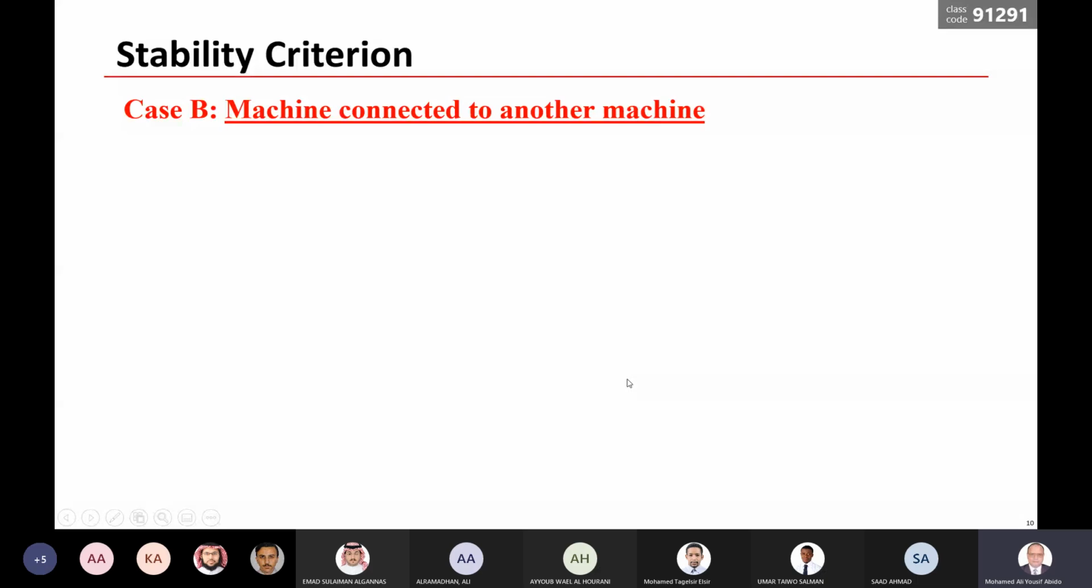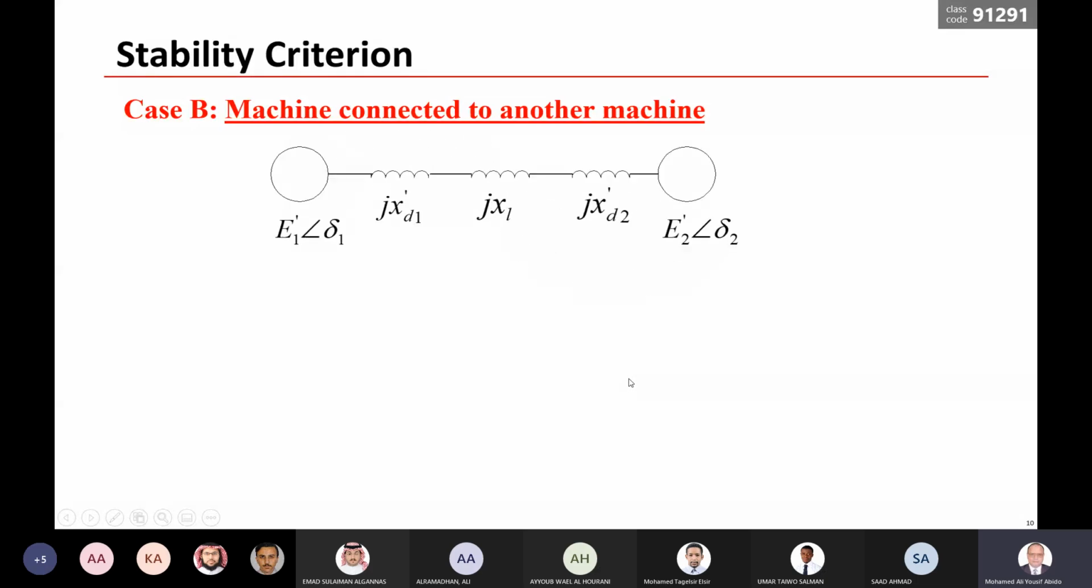Okay, for two machines connected together, you have here machine number 1 and machine number 2. This is the angle delta 1, delta 2, and machine 1 reactance, and this is machine 2 reactance, and this is the transmission line in between. So with this system, what do you think the stability criteria is here?